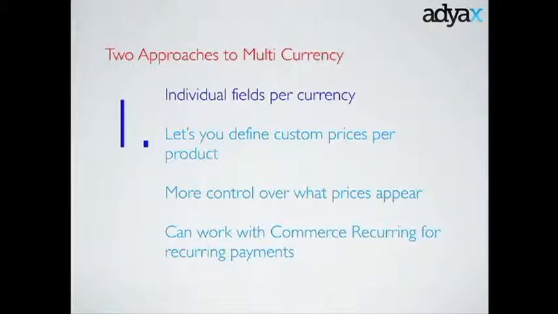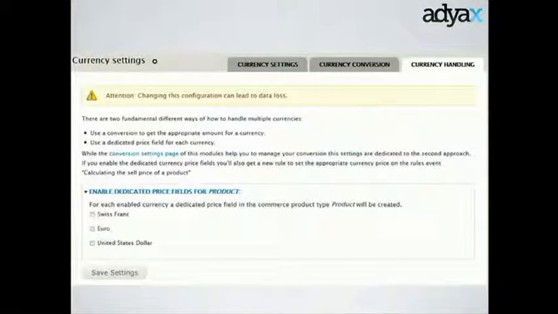If you want more granular control over your products, there's the other alternative, which is here. It lets you enable a price field per currency. So if I'm viewing my product and editing my product, I can see a field for Swiss franc, euro, US dollars, and I can turn them on and off depending on what currencies I'm using.